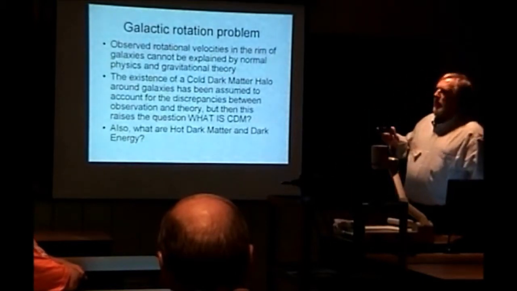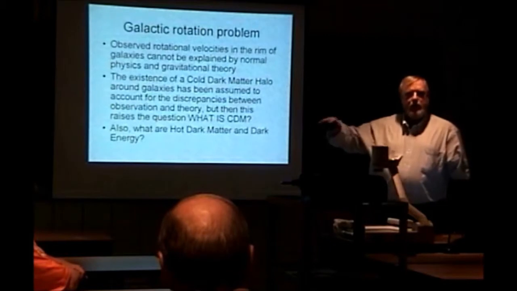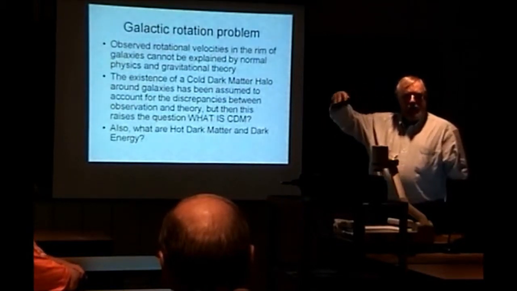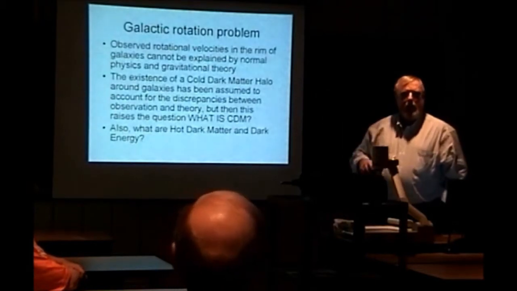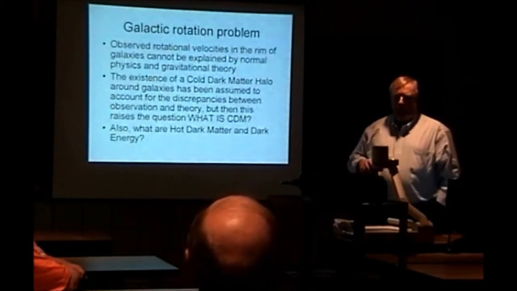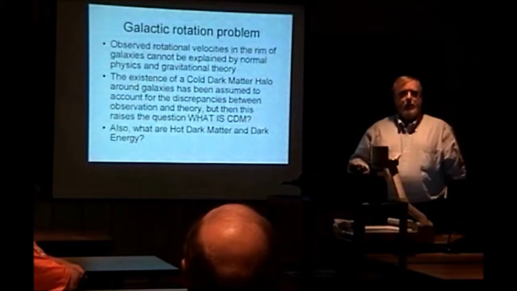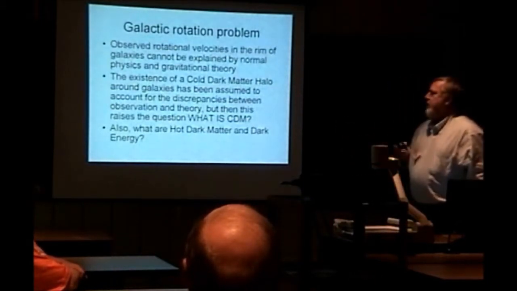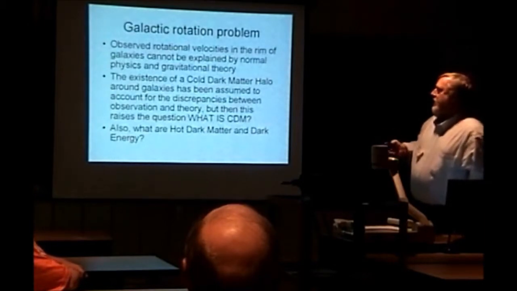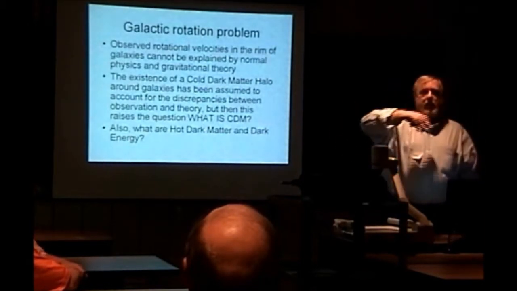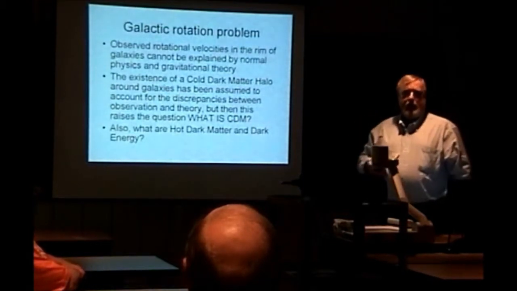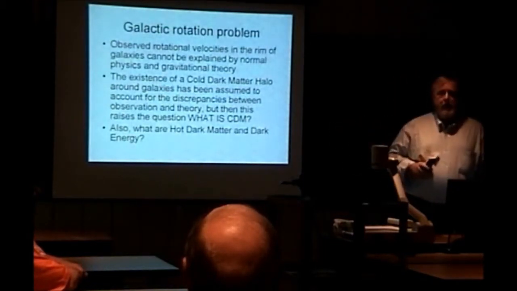When we view galaxies, we note that as you go out from the core of the galaxy, you have faster speeds close to the core, then the speeds level out. You have constant speed out to the rim of the galaxy. According to gravity theory, that's not possible. This is called the galactic rotation curve. They've assumed the existence of a cold dark matter halo surrounding the galaxies to account for the constant speeds. Then they have no idea what the cold dark matter is.